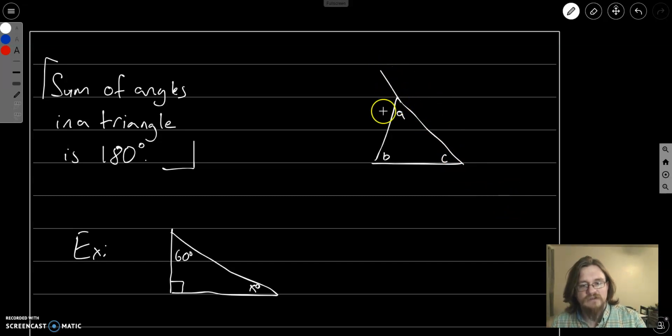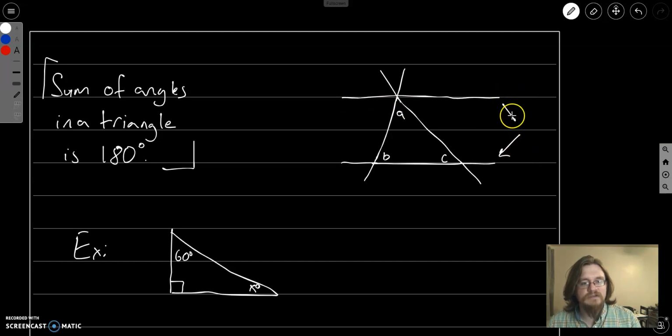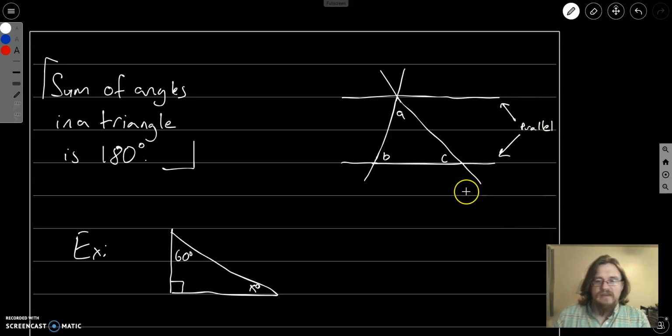So we're just going to extend these lines as if we have a bunch of straight lines that are intersecting one another. And I'm going to take a parallel copy of this line here, and I'm going to put it so that it passes right through this one. So these guys are going to be parallel. And now I'll show you that A plus B plus C is going to add up to 180.